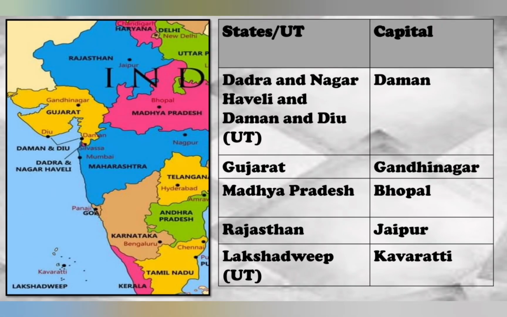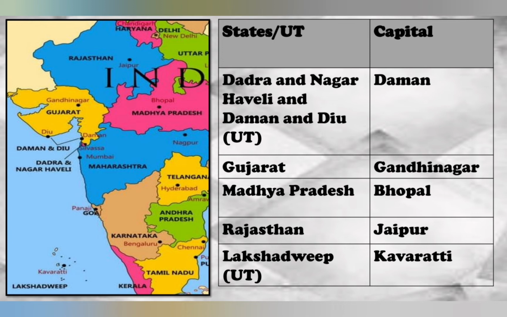In the western part, we have Dadra and Nagar Haveli and Daman and Diu, which are union territories, and their capital is Daman. Next, Gujarat, its capital is Gandhinagar. Next is Rajasthan, which is in the northwestern direction, and its capital is Jaipur.